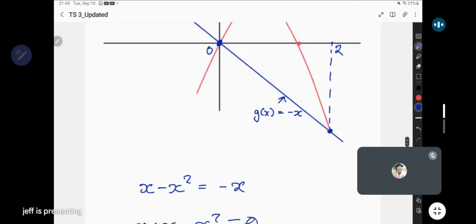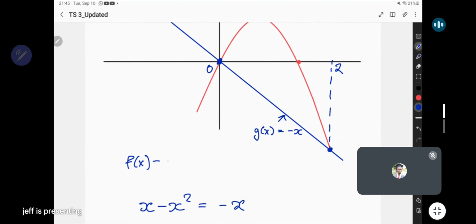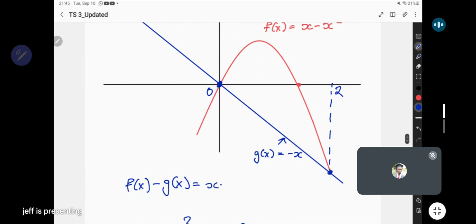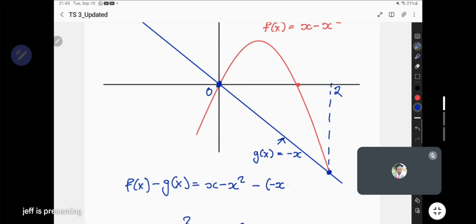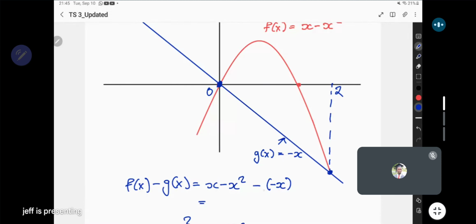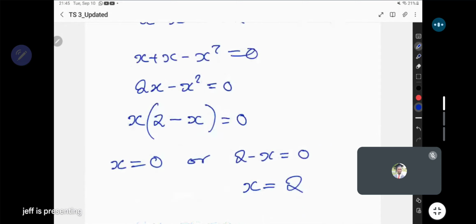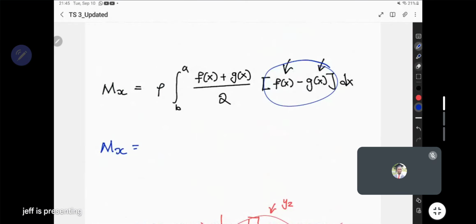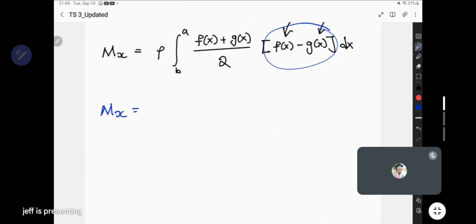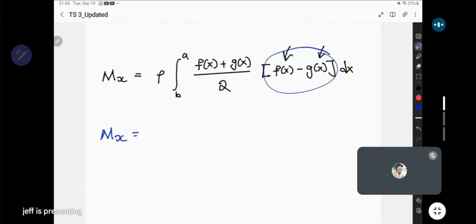So let me just do that part. F of x minus g of x will be equal to x minus x squared, then minus g of x. G of x comes with a negative there, so it's going to be minus x. Notice that this will be plus, and it reduces to 2x minus x squared. That is what we're going to have there. So this difference is ending up as 2x minus x squared.